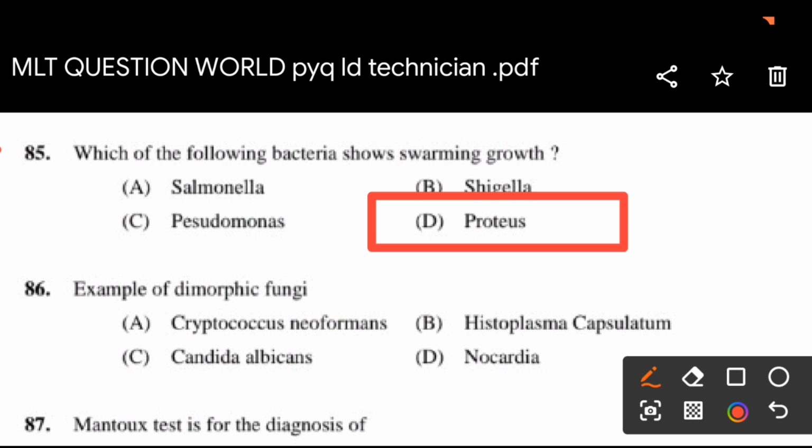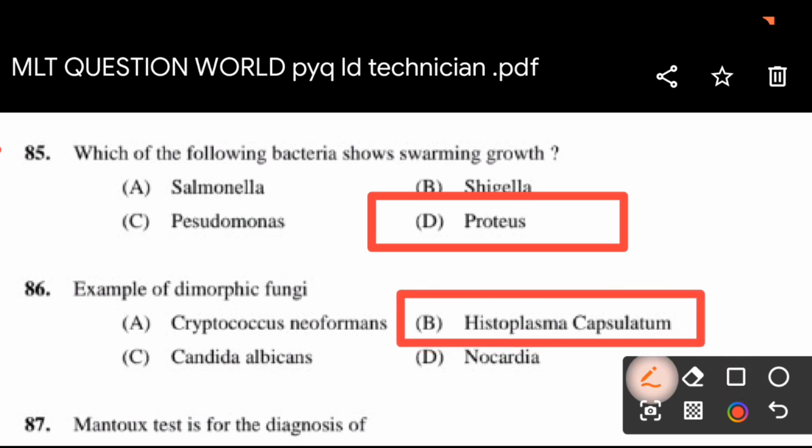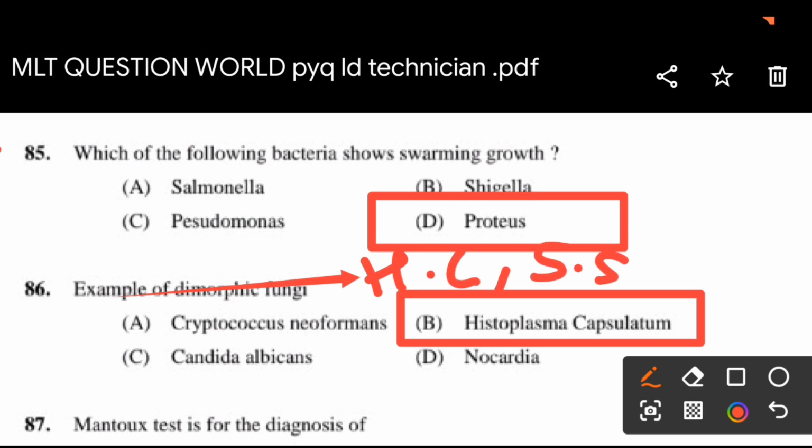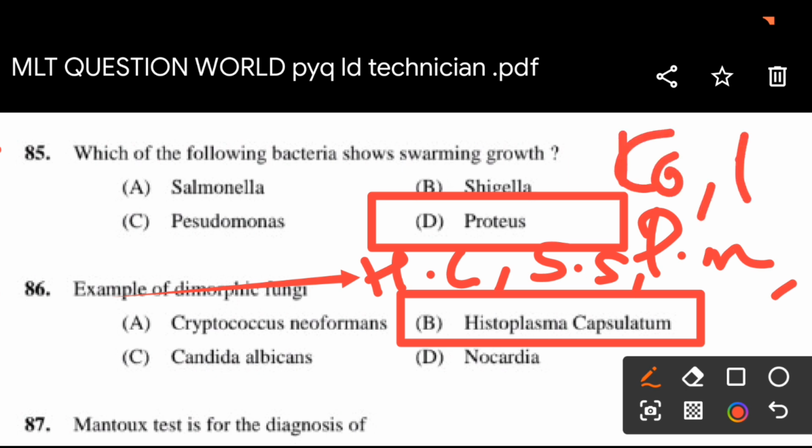Then, example of dimorphic fungi: Cryptococcus neoformans, Histoplasma capsulatum, Candida albicans, Nocardia. The right answer is Histoplasma capsulatum. What are the other dimorphic fungi? Histoplasma capsulatum, Sporothrix schenckii, Penicillium marneffei, Coccidioides, Paracoccidioides. Okay.